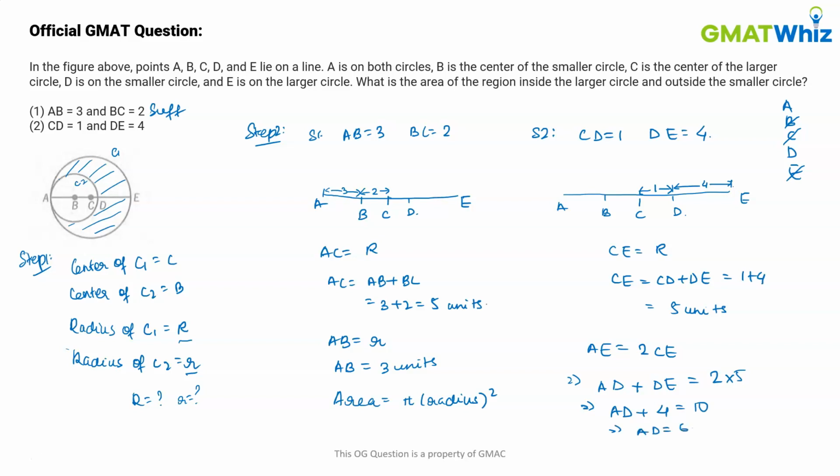Now AD is the diameter of circle C2. So the value of AB, which is equal to small r, is given by AD by 2, which equals 3 units. Hence, statement 2 is also sufficient, and thus the correct answer is option D.